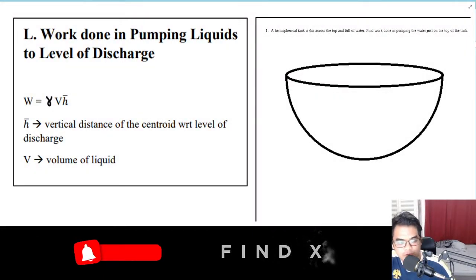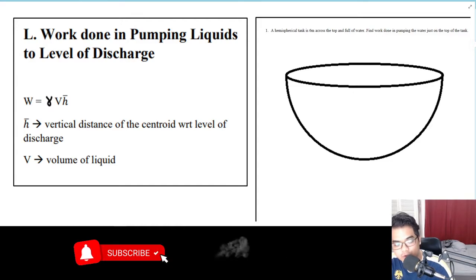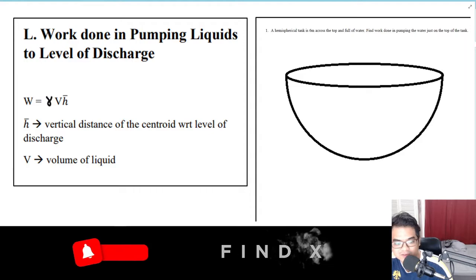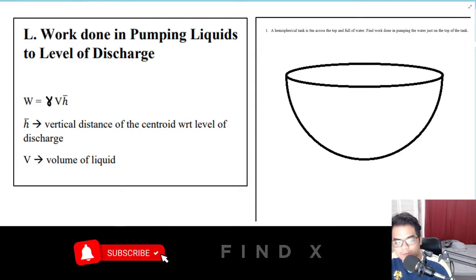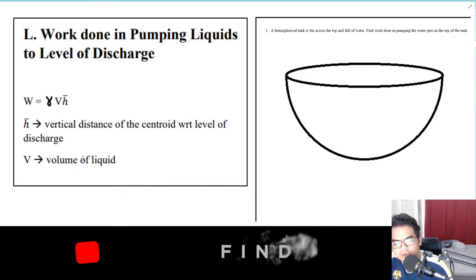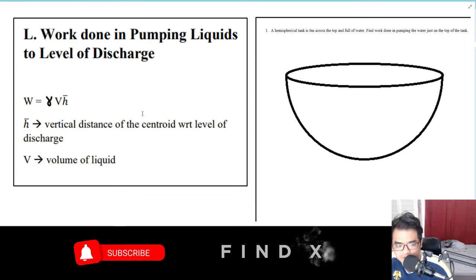For our next problem, we have work done in pumping liquids to level of discharge. So work, or the W, is just gamma V h bar. h bar is the vertical distance of the centroid of the figure with respect to the level of discharge, and V, of course, is the volume of liquid. This is almost the same as the last one. The difference is you will just replace the A with V.